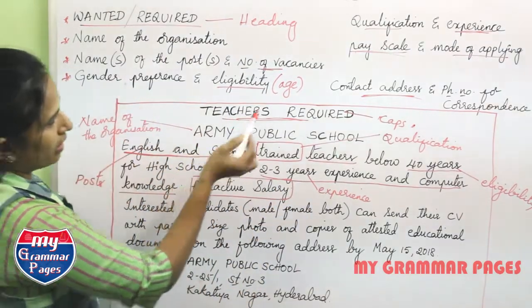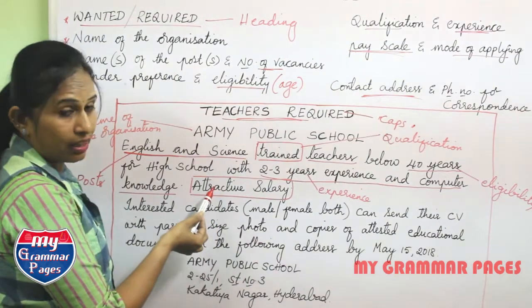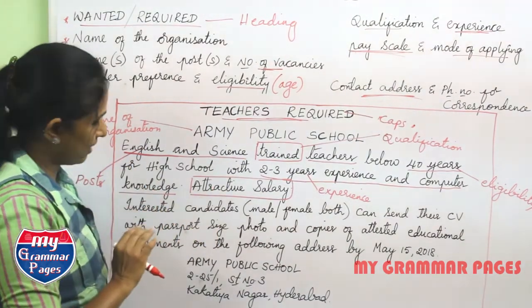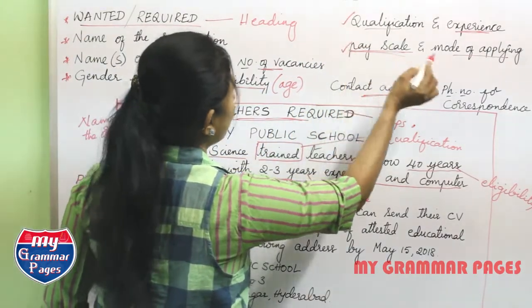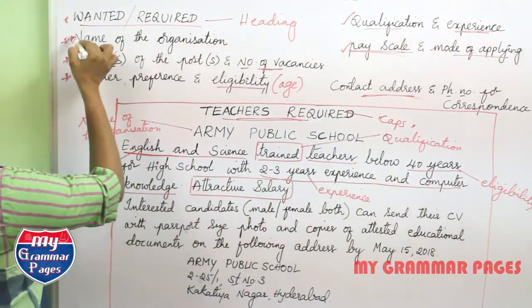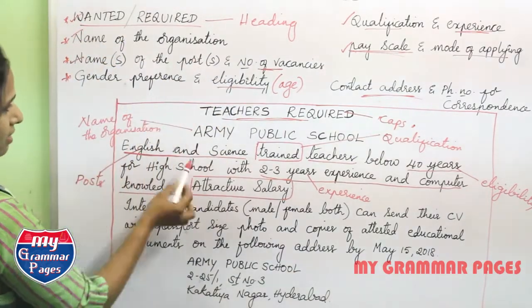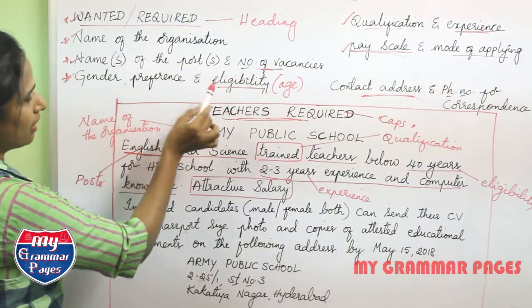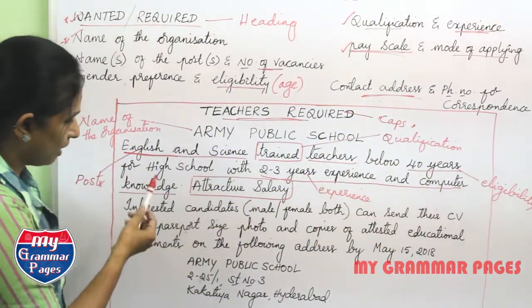And see here I have taken attractive salary. I told you about pay scale. So in place of this attractive salary, if you want to give a figure, you can. Otherwise you can simply write attractive salary. Qualification and experience are done, pay scale is done, name of the organization we have discussed, heading done, names of the posts and number of vacancies. The number of vacancies, we have seen, is 2, and gender preference and eligibility are done. The only thing left over is the mode of applying, I mean the application.